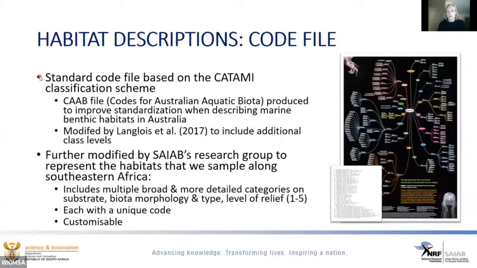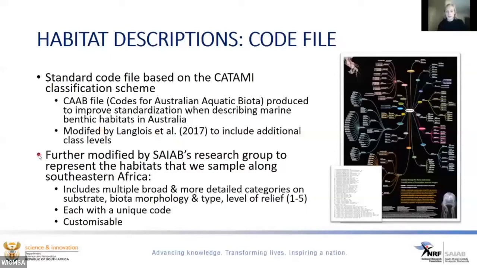Okay, so if I'm speaking about a code file, this is what I'm referring to. We use a standard code file that is based on the Katami classification scheme called a CAB file. This was produced to improve standardization when describing marine benthic habitats in Australia. The reason we use this is because it's also used by Langlois, and they modified it slightly to include additional class levels. So on your right, you have the Katami classification scheme, just illustrated as a tree, and you can see all the different categories. You have some that are broad and some that go into more detail.